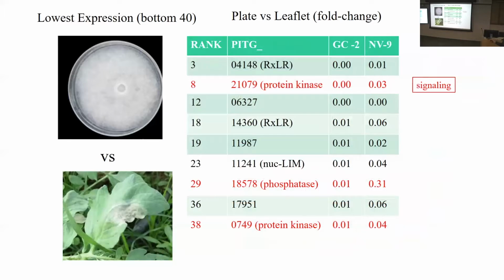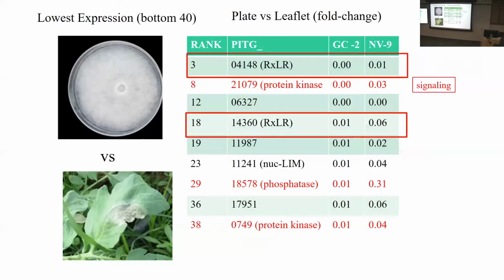And then the next is that we looked at those with the lowest expression, the bottom 40, which means they were really highly expressed in leaflets. And interesting to this, there were 4 genes that looked like they were involved in signaling. There were 2 RXLR effectors that were very highly expressed. And there was another gene that was very highly expressed. It has to do with indirect germination. This has been previously published by Howard Judelson's lab.